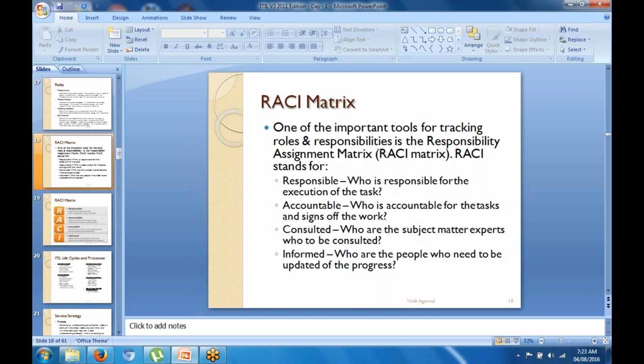Now responsible, simple: who is responsible for the execution of the task. Accountable is who is accountable for the task and signs off the work. Now what do you mean by sign off?